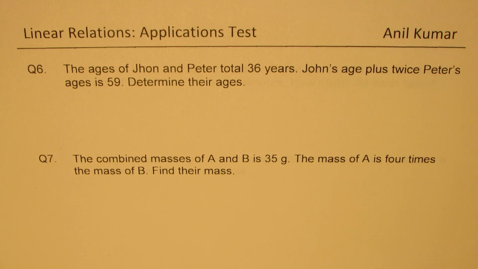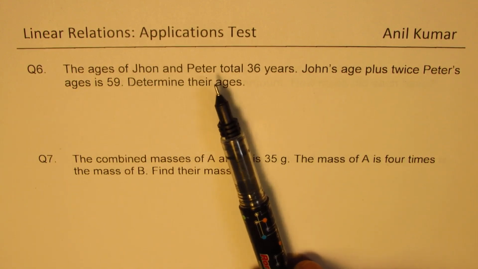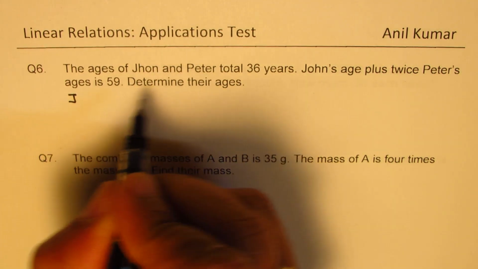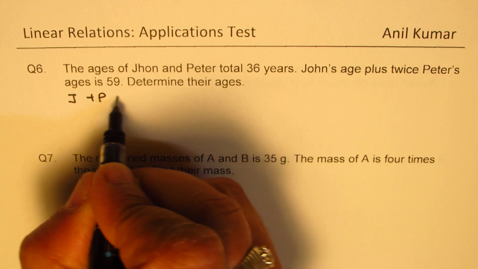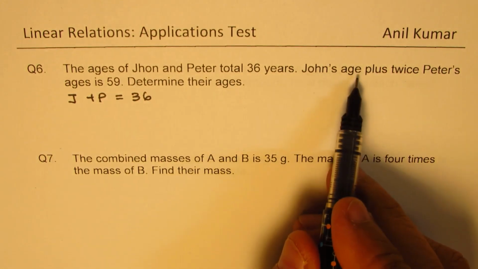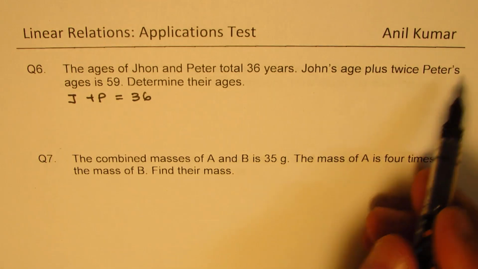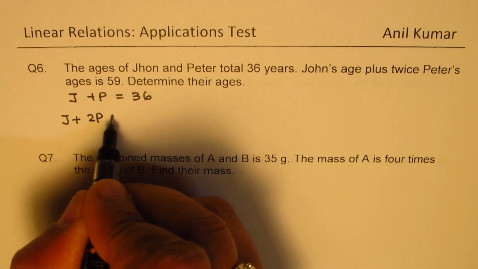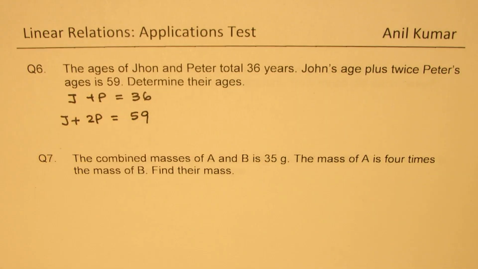Let's move on and take question number 6. The ages of John and Peter total 36 years. So you can say, let J be the age of John and P for Peter. And when you add them, their age is 36 years. John's age plus twice Peter's age is 59. Do you see how easy it is to write the equations? Now we have to find their ages, right?